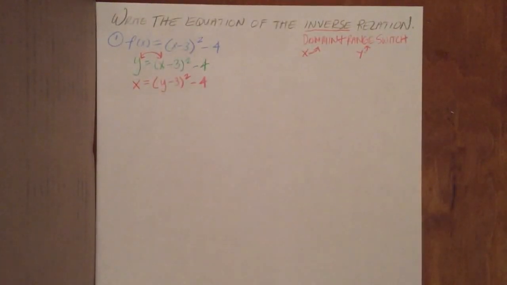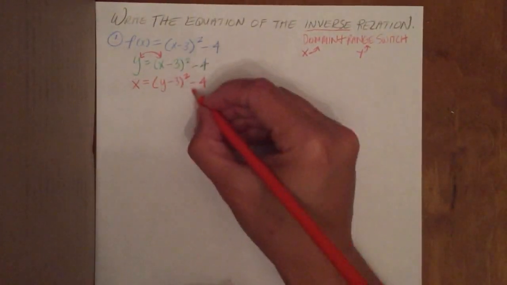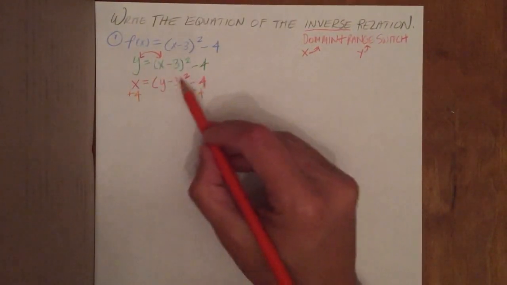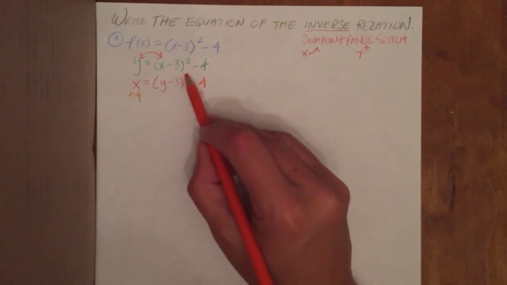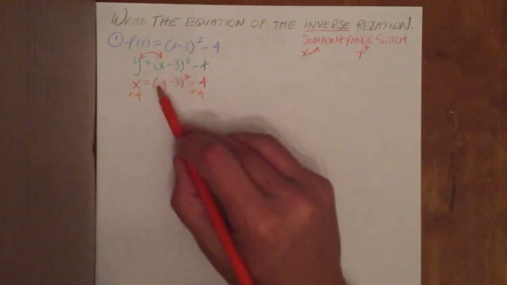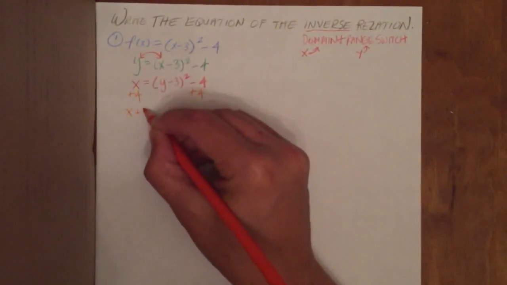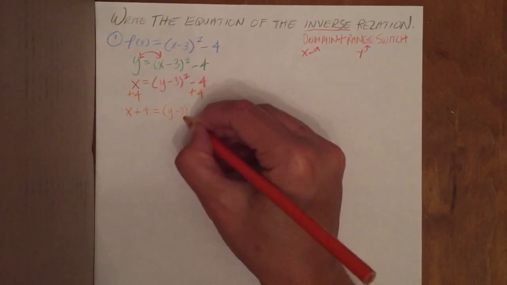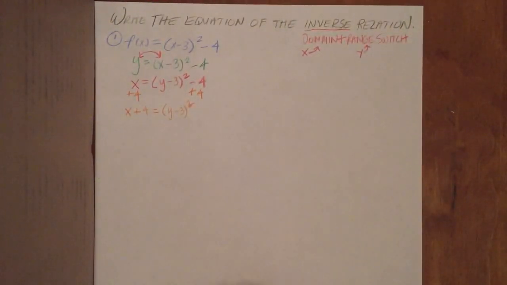First step. My next step is going to be to try to solve for y. So what we're going to do first is we're going to add the 4 to both sides. I'm not going to add the 4 to the minus 3. You can't do that. The minus 3 is inside the parentheses and it's squared. This is subtracted from this whole thing, so I'm going to add it. So that'll leave me with x plus 4 equals (y minus 3) squared. Pencil's kind of getting a little ugly there. Okay.